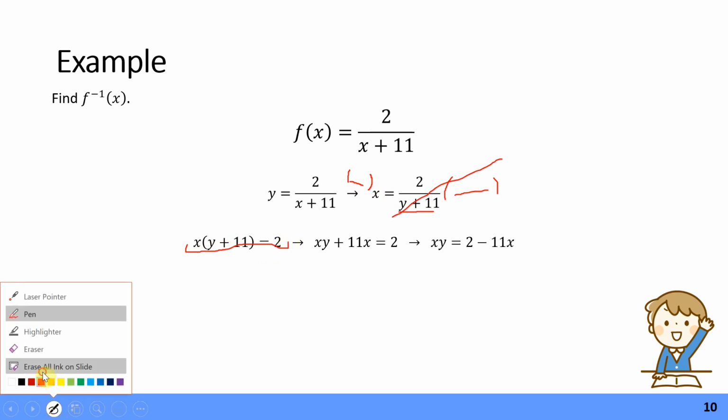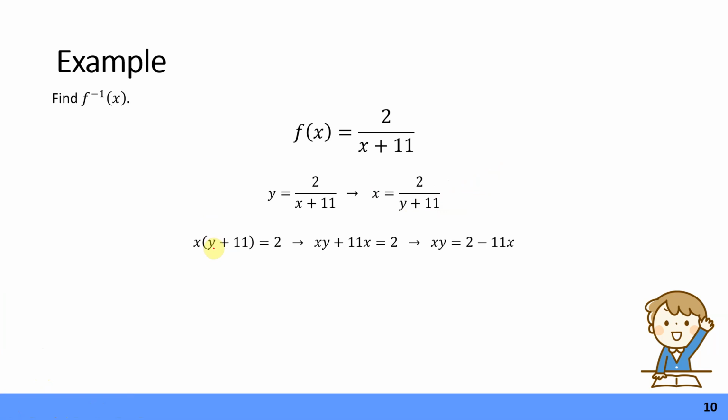All right, now on the left side, I have parentheses. How do we get rid of parentheses? Well, there's something outside, meaning I have to distribute. So x times y gives me xy. x times 11 gives me 11x. And then, of course, on the other side, I'm just left with a 2, right?